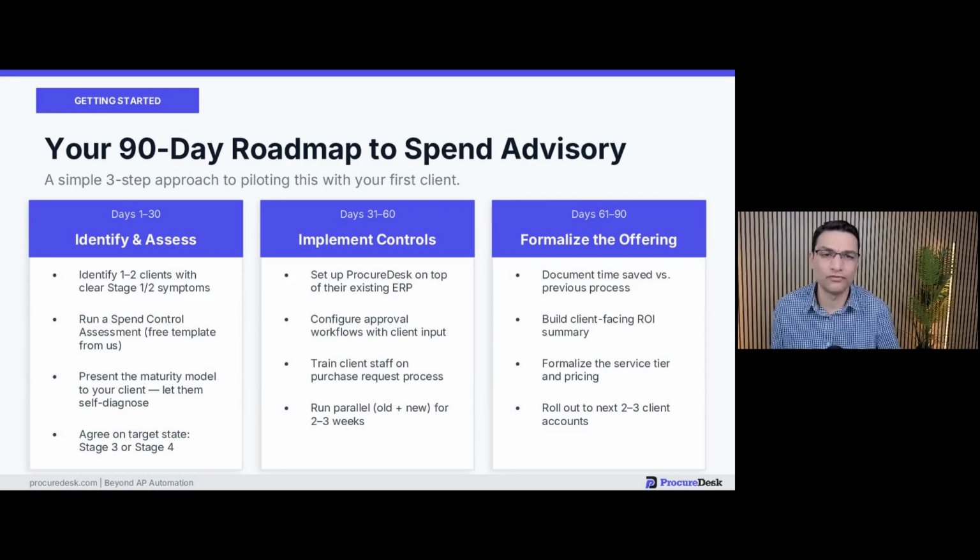And then you formalize the offer. So once you have gone through the cycle, say day 1 to 60, and you implemented it with 1 or 2 clients, you have a better way to package that advisory service, right? We have given you some starting points, but you could use that to document time saved versus the previous process. You want to build some case studies that you can take to other clients. This is super helpful. You can build some sort of ROI summary, which is more customized to how you work with your clients, and then you formalize the service and the pricing based on the value you're delivering, and then you roll it out to your next 2 to 3 clients. So really think about this process: start with 1 to 2, implement it, take the learnings from here, formalize the offering, and then roll it out to all your clients who fit the bill.